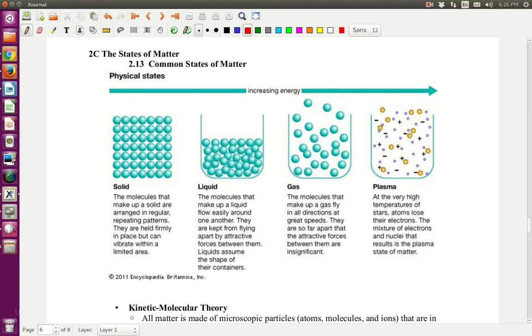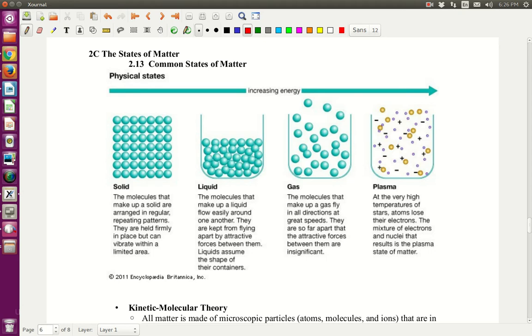Now notice how solids are all packed together very closely. The liquids are very close together as well, but they're kind of rolling around. They're not in a fixed shape. Gases are flying around. They fill up whatever container they're in. And then plasma, which is made out of ions and electrons, is moving very fast. They also fill up whatever container.